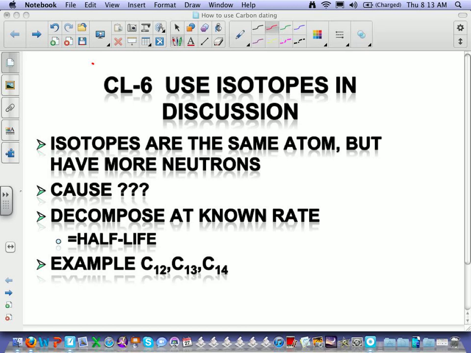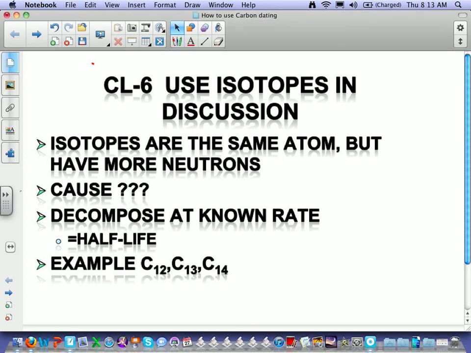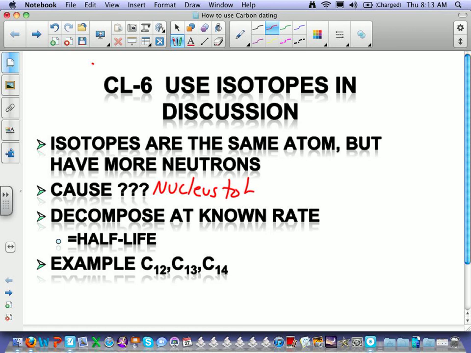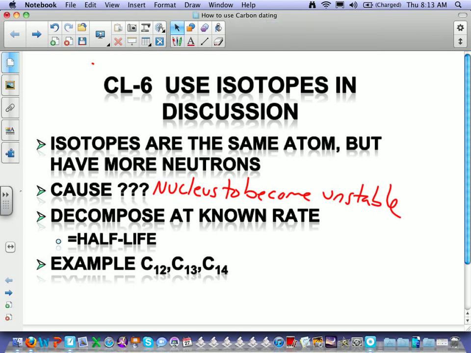If you have all these extra neutrons in the nucleus, it causes your nucleus to become unstable. So you get an unstable nucleus, which makes your nucleus break down and decompose, and we know that rate for different isotopes.